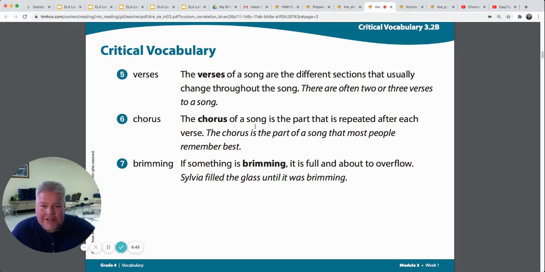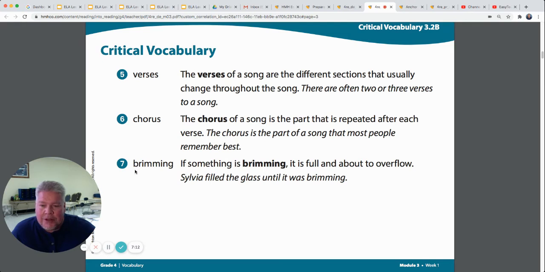The chorus of a song is the part that's repeated after each verse. So chorus you would hear over and over in a song, and then in between and before the chorus and after the chorus would be the verses throughout the song. The chorus is the part of a song that most people remember the best. Maybe we can look at a song later this week and decide which part is the verses and which is the chorus. That's something fun we could do one day.